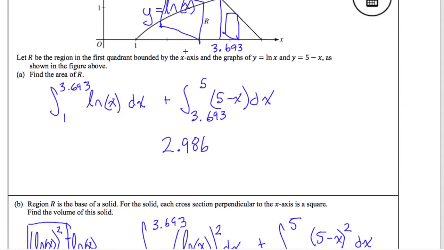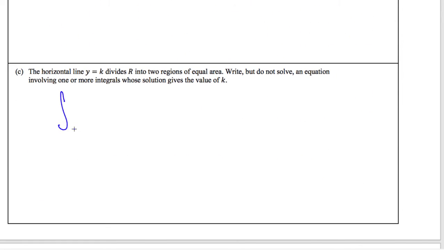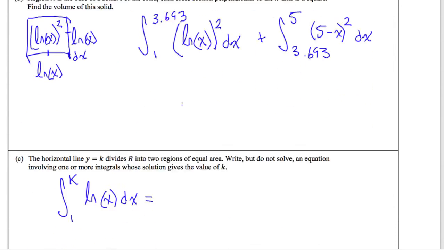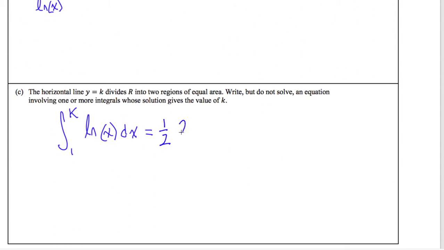So Ben's method is basically saying, okay, if you take the integral from 1 to k now, because it's going to be somewhere between 1 and k, then you do natural log of x dx. That should be set equal to half of the volume, or half of the area. We're dealing with area, right? We found the area. The area is 2.986, right? This is equal to 1/2 of 2.986.